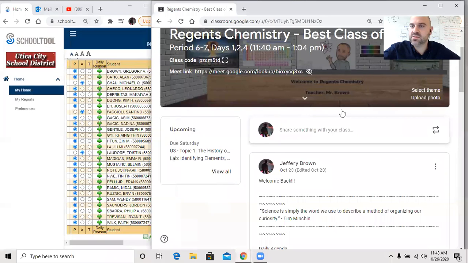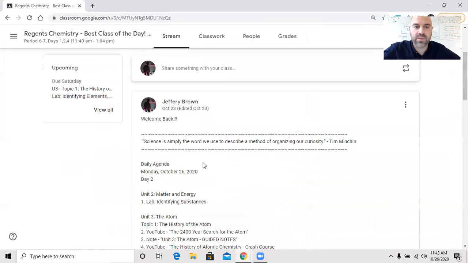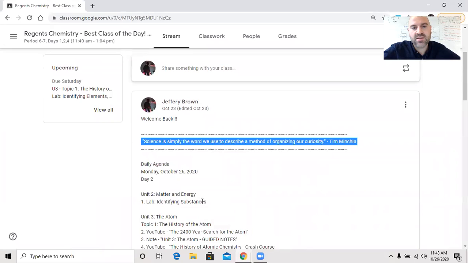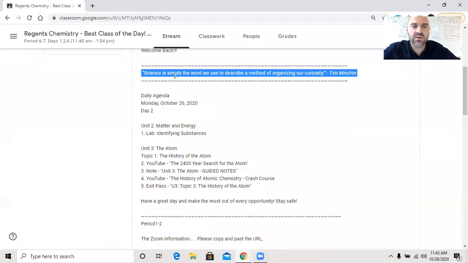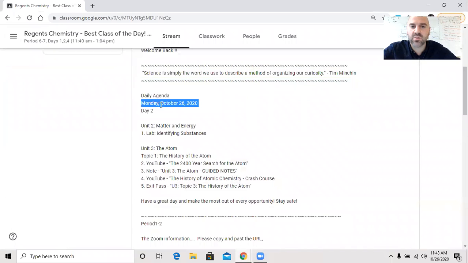All right. So welcome back. Happy Monday. The quote of the week, new quote: Science is simply the word we use to describe the method of organizing our curiosity. So it's the word used to describe the method for organizing our curiosity. Tim Minchin said that.